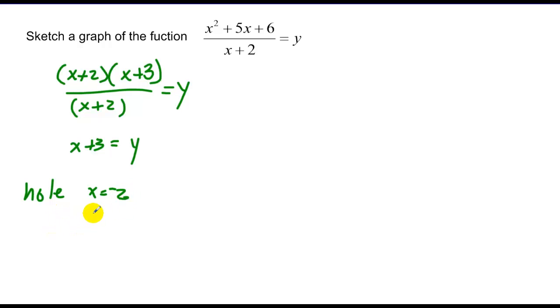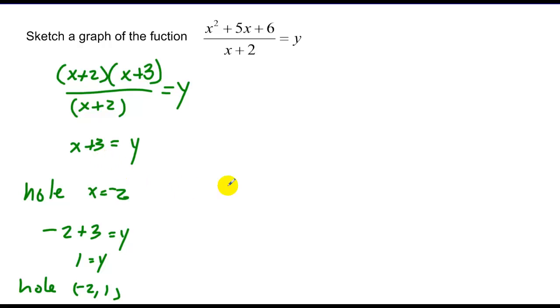And if we want to find the y value of that hole, we pretend like that negative 2 is there, plug into the remaining equation that's left, which is x plus 3, and end up with 1. So we have a hole at negative 2 and 1.